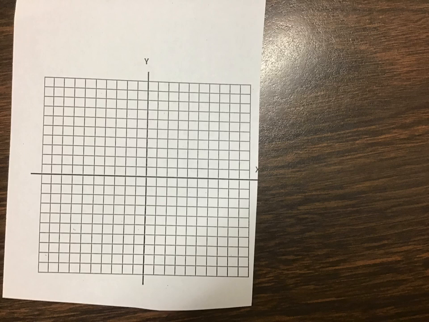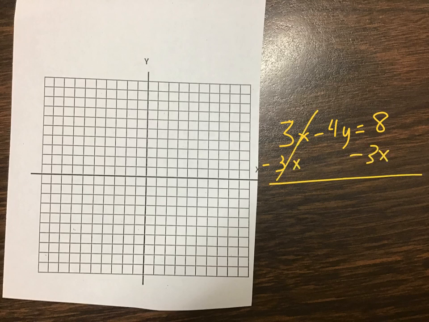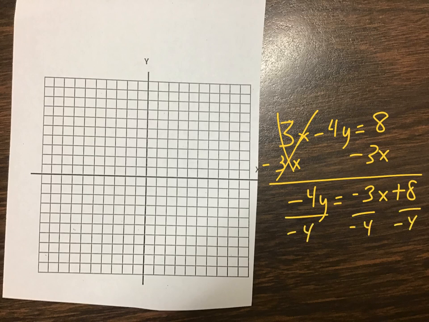So let's say I got 3x minus 4y equals 8. All right, my first step is to go minus 3x on both sides, right? And so this cancels. I got -4y here. And I write these separately, remember? And now I got to divide by -4. So that cancels. I got y. I got positive 3/4 x, don't I?